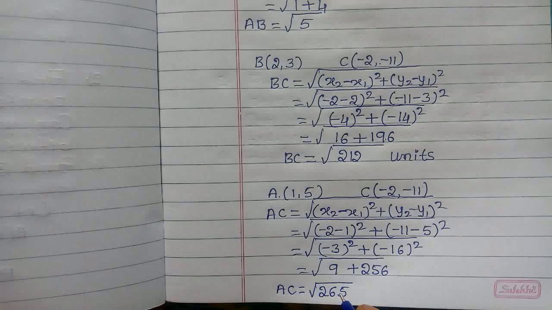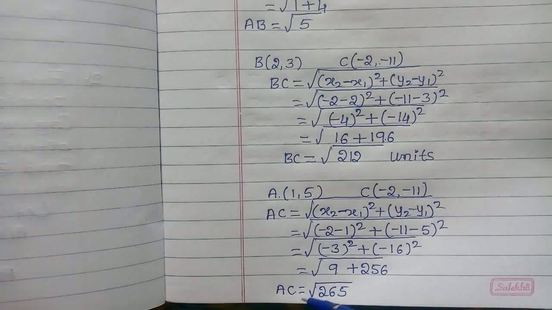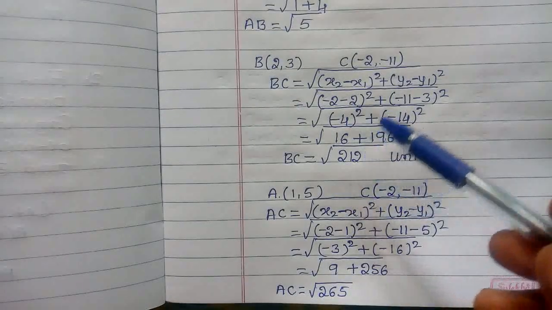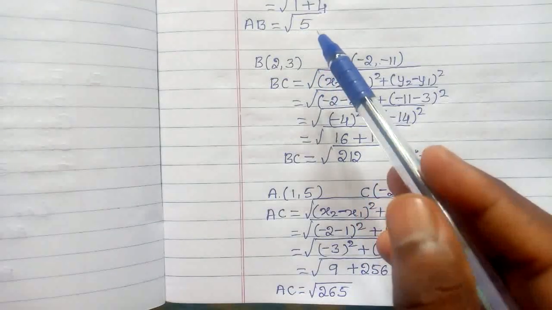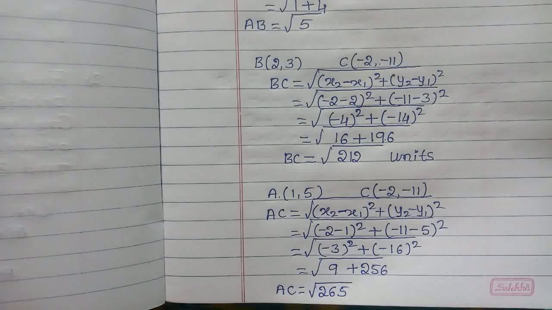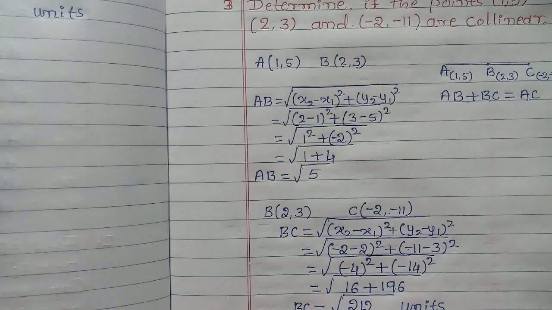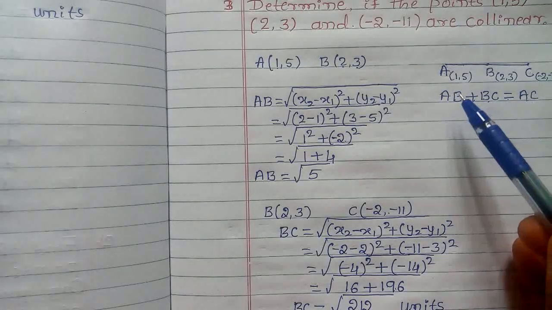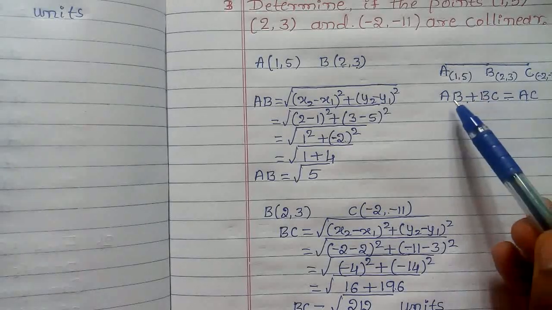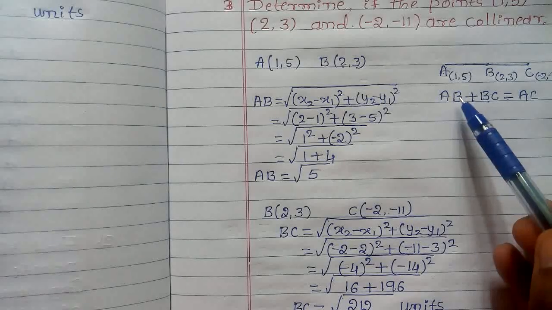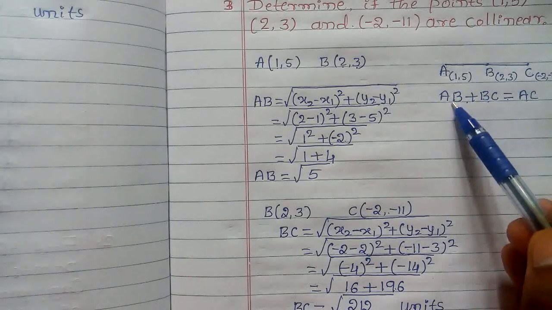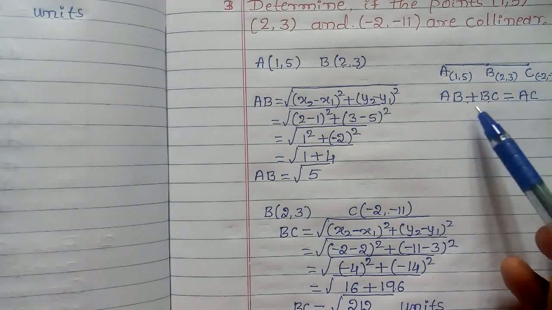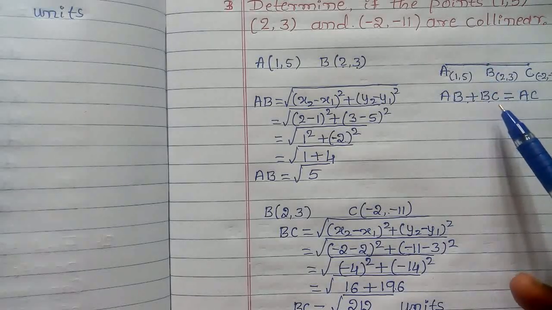Now we know the length of AC is square root of 265, the length of BC is square root of 212, and the length of AB is square root of 5. Then we have to check whether the given points are collinear. We know that if AB plus BC is equal to AC, then the given points are collinear. We add the distance of AB plus the distance of BC, and if the sum of these two distances equals the whole distance AC, then we can say the given points are collinear.